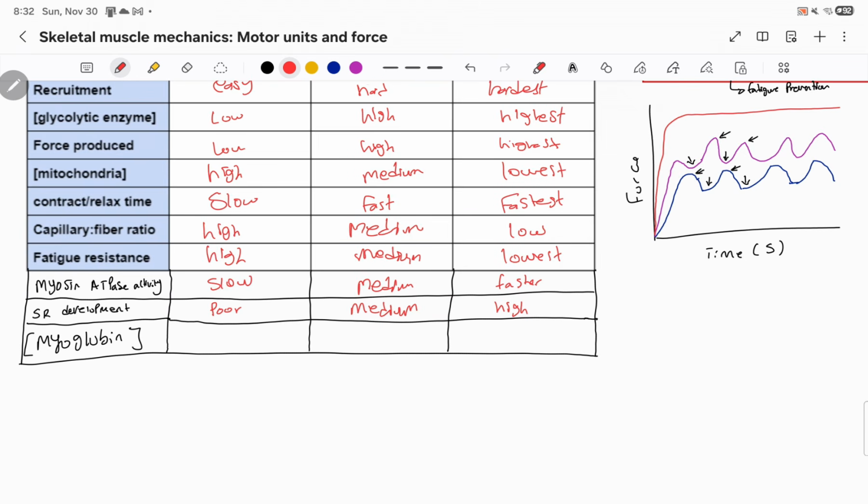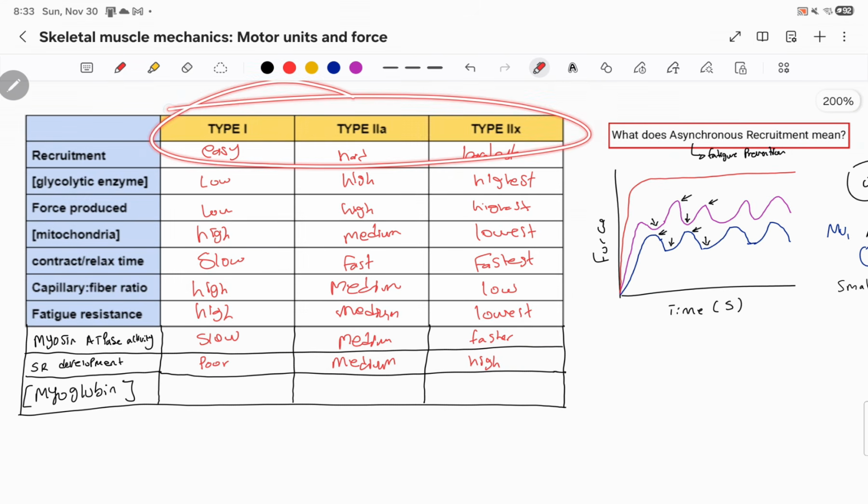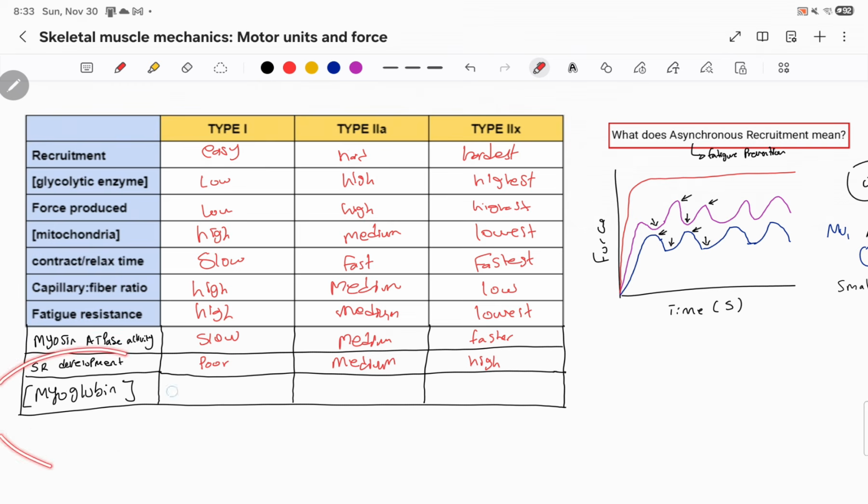The last thing I added in here is myoglobin concentration. If you don't know, myoglobin is a molecule similar to hemoglobin, but instead of being in the blood, it is in the muscle, and it doesn't have multiple polypeptide chains. It only has one. It essentially binds oxygen, stores oxygen, and delivers it to the mitochondria for use later. Based on everything we know about these fibers, which fiber type do you think would have the highest myoglobin content? Well, it would stand to reason the one that has the highest oxygen use would have the highest myoglobin content, and that would be the type 1 fibers because they rely on oxidative phosphorylation, right? So high, of course, medium, and then low.